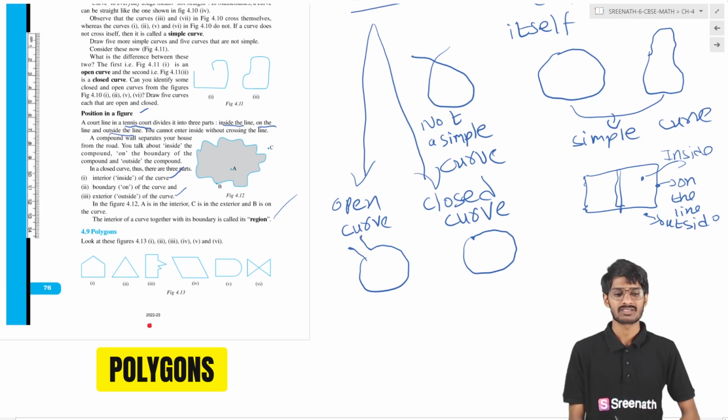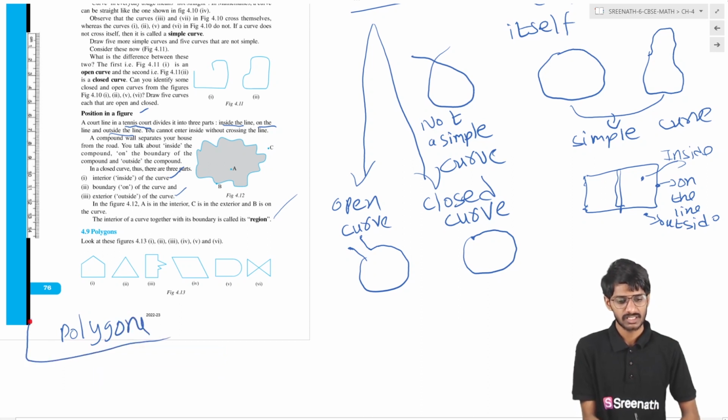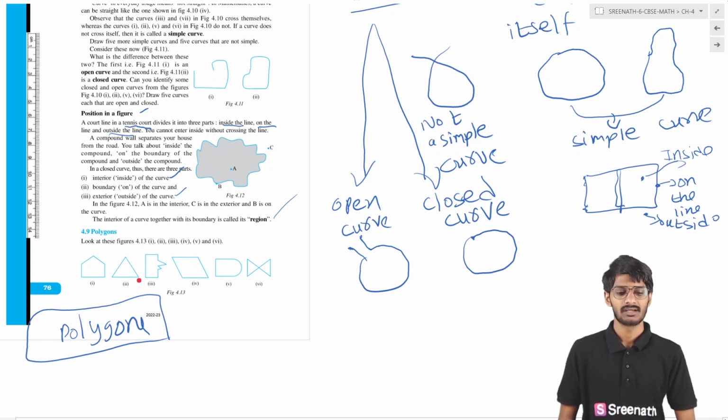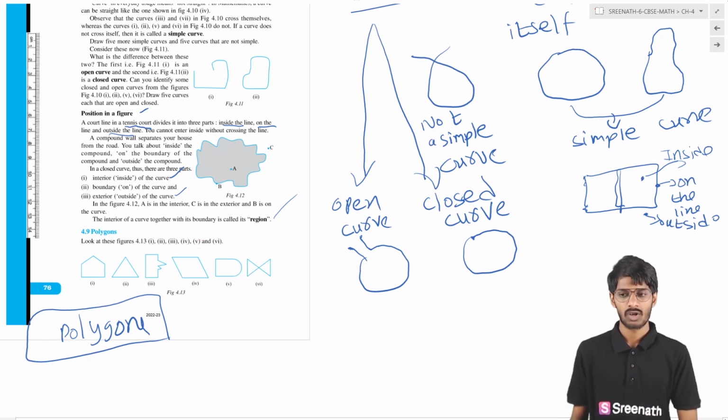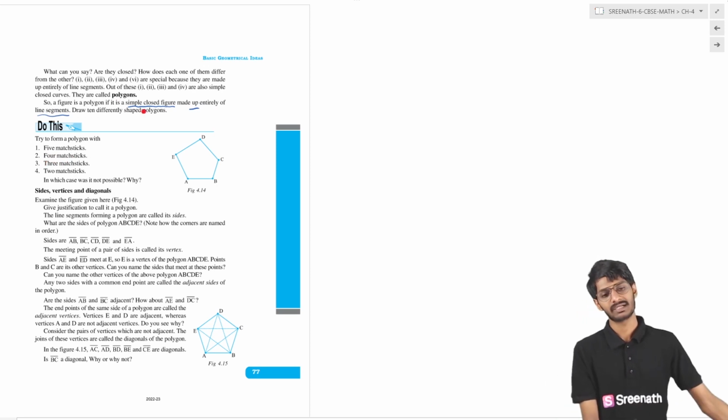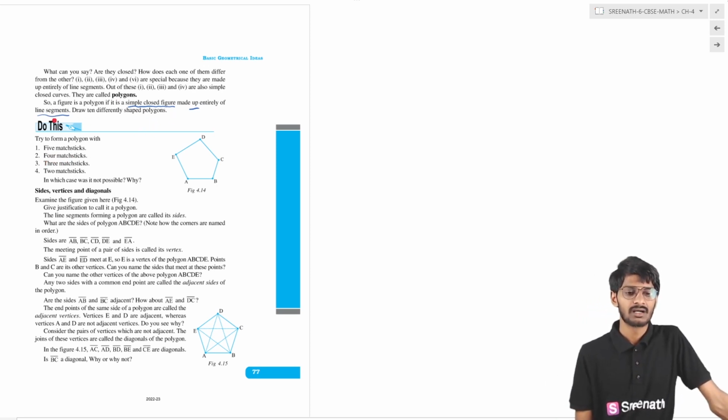Now we will discuss polygons. So what are polygons? Just see these examples, these diagrams, and understand. If you look clearly, there are line segments in these diagrams. So what is a polygon? A polygon is a simple closed curve made up entirely of line segments, friends.